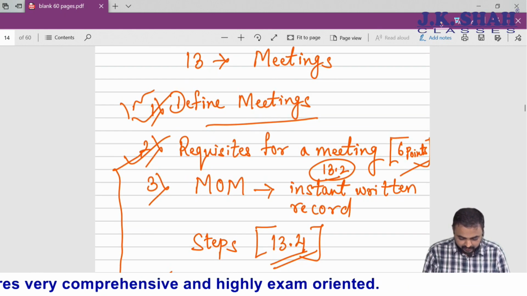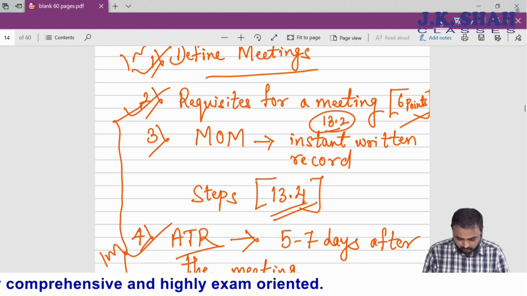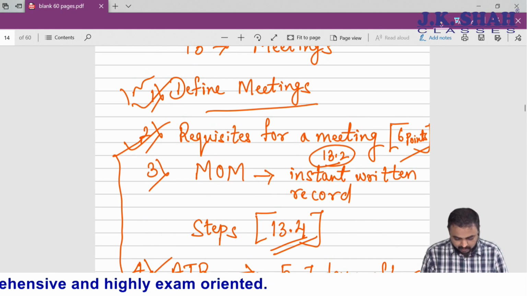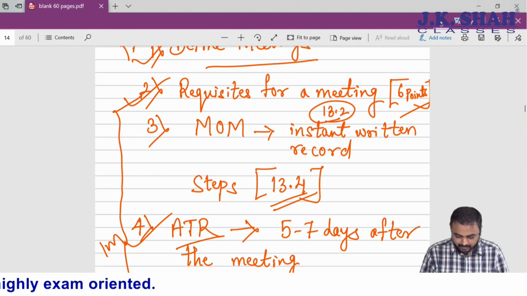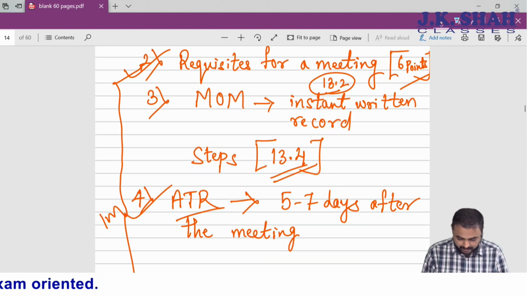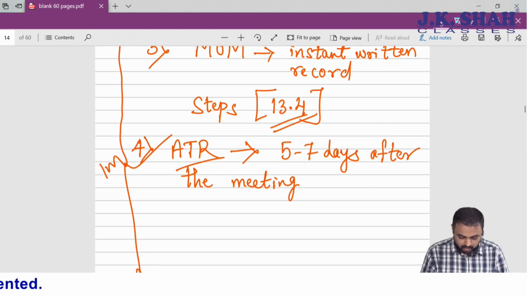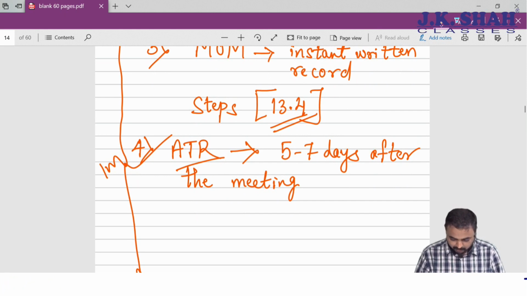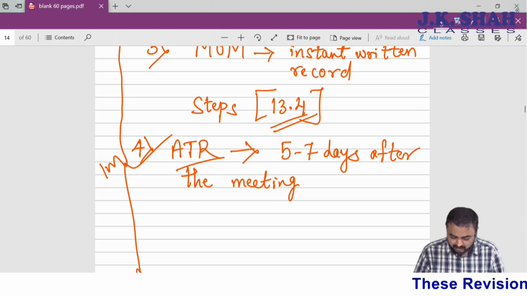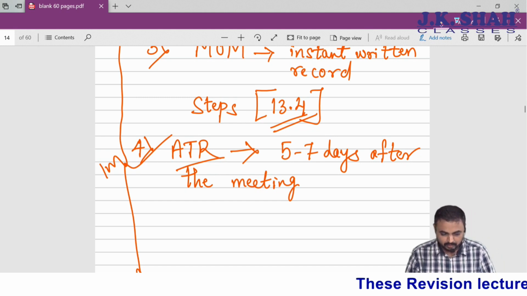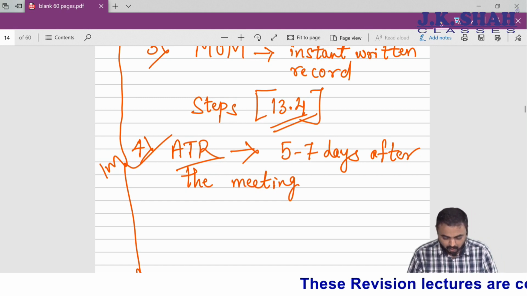So you will only refer to these 4 questions perfectly, that is define meeting, requisites for a meeting covering 6 points, MOM and the steps involved while writing MOM, and fourth one is ATR, that is action taken report, to be submitted after 5 to 7 days or more after the meeting, giving appropriate time for the action to be taken and the matter to be discussed in the form of a report.